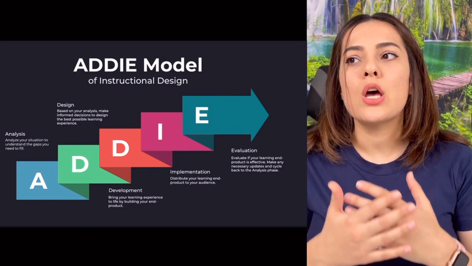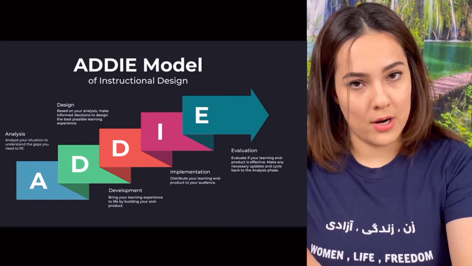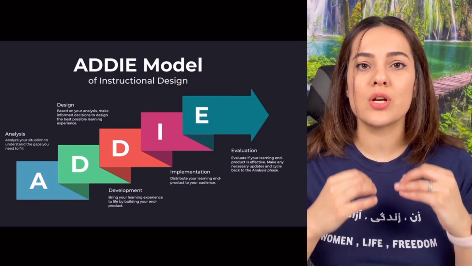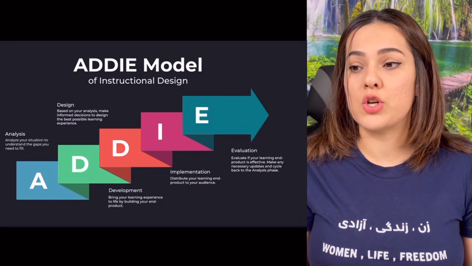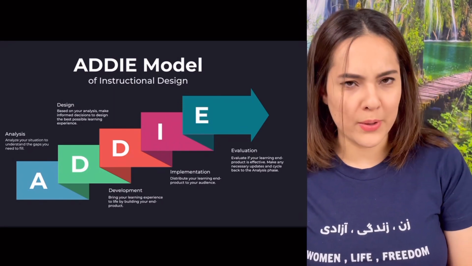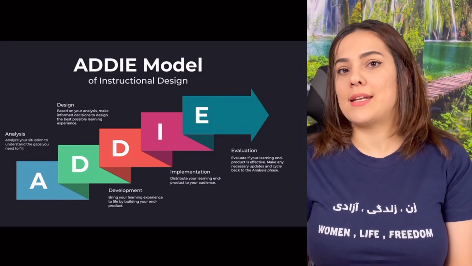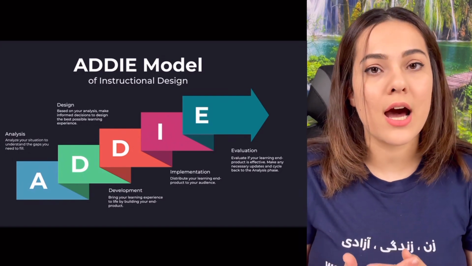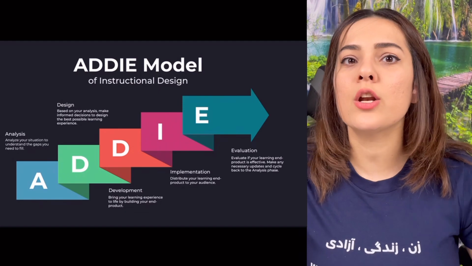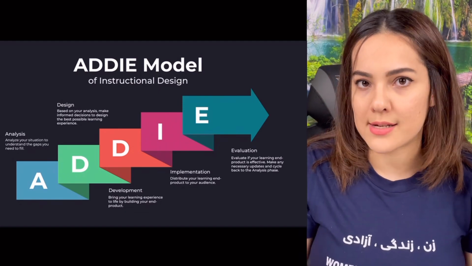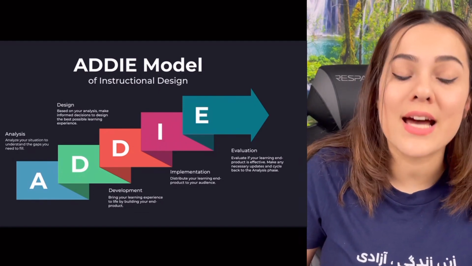And we want to see, for example, what does this employer want that we need to make a training for? Let's say a company wants to teach their employees, this is very basic, how to open a LinkedIn account. So that is our analysis. We know that our employees do not know how to open a LinkedIn account. That's our analysis.